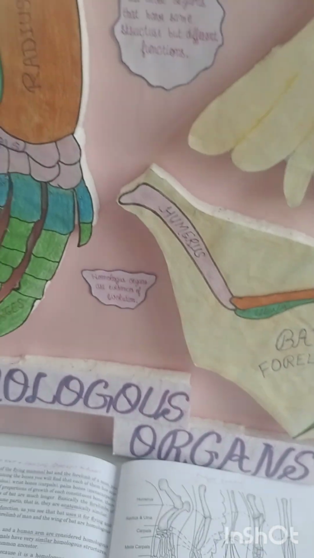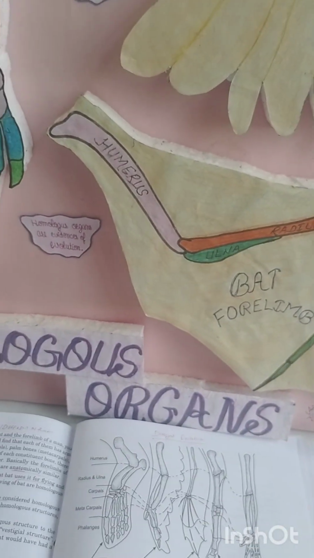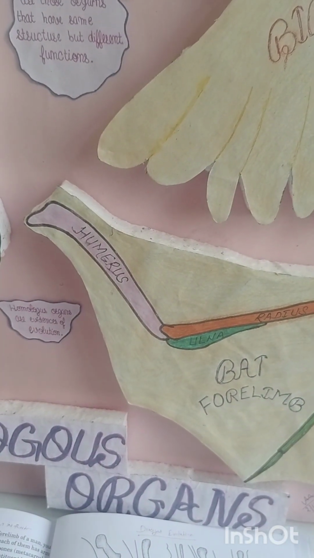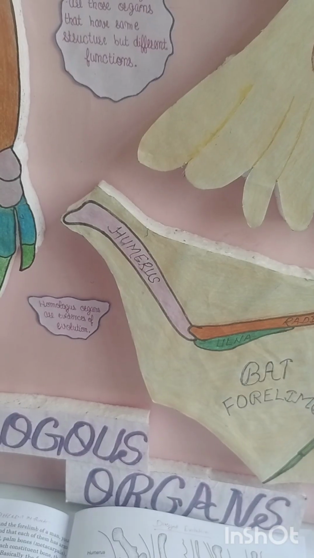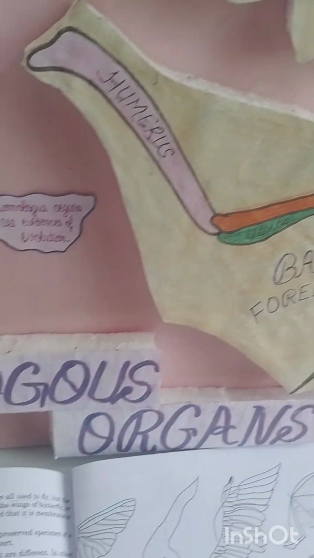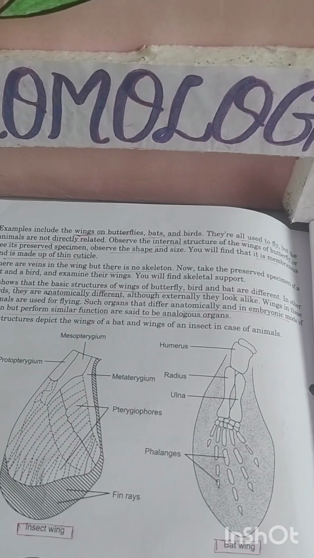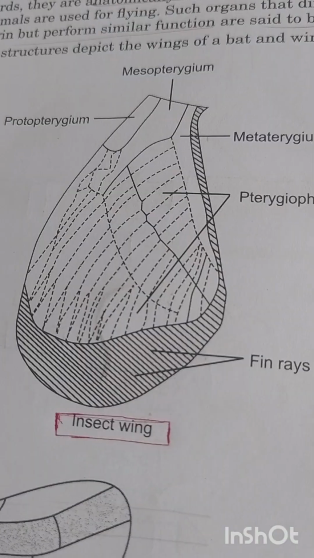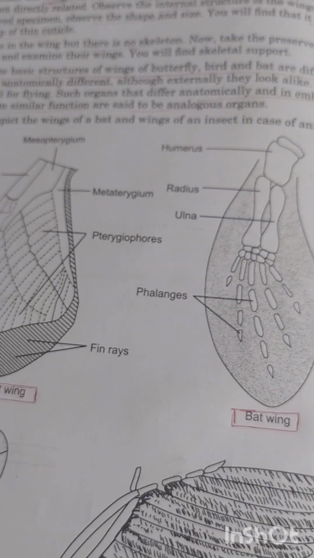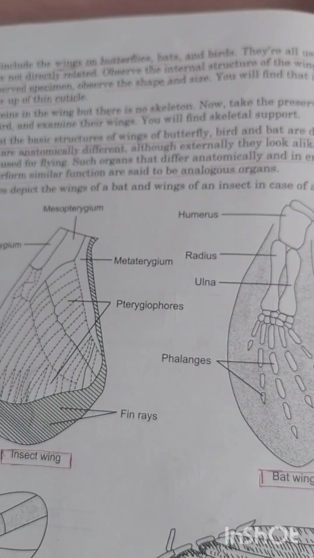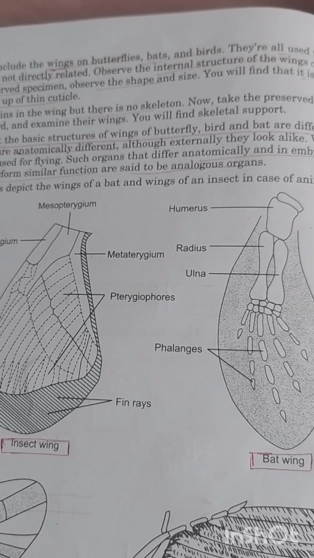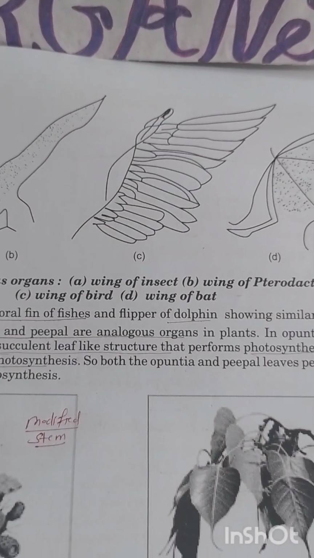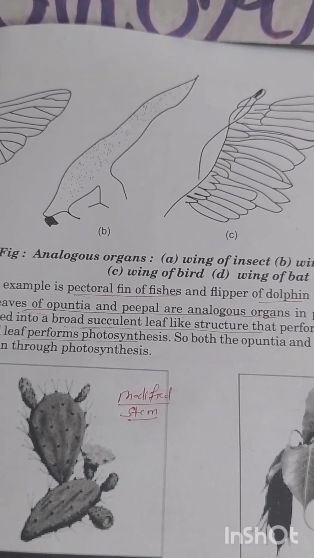Likewise, there is one more term in evolution, that is analogous organs. Analogous organs means animals having similar structure with similar function, but they have evolved separately. You can see the examples of analogous organs here: insect wing, then bat wing, and wing of an insect and wing of a bird. These are performing the same function, having the same structure, but when you see their origin, these are different. You can see other examples in plants, like opuntia and peepal.